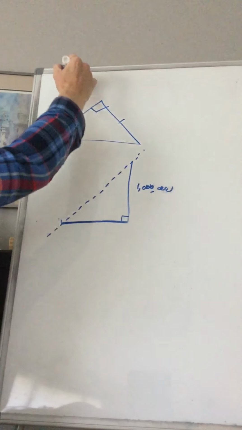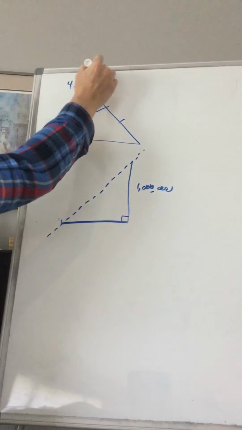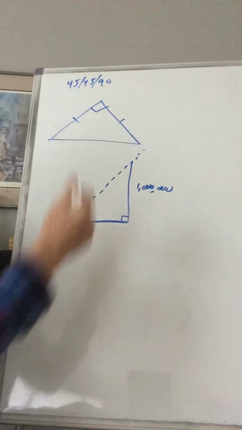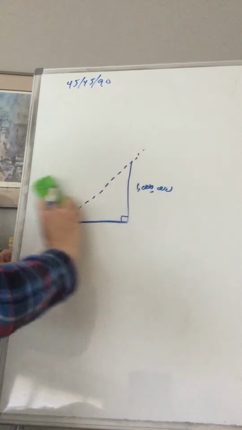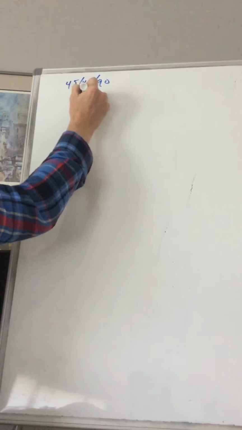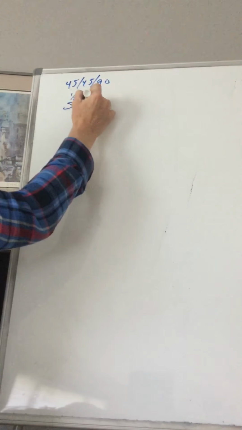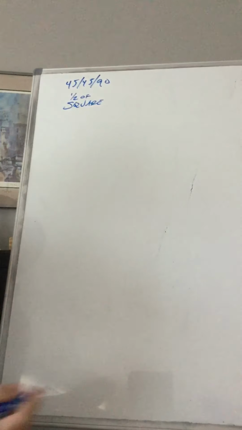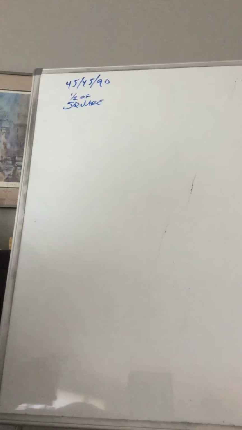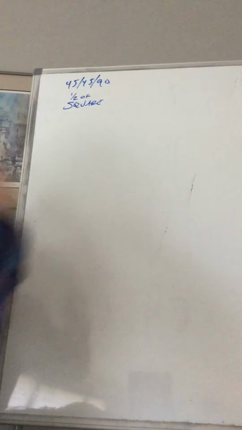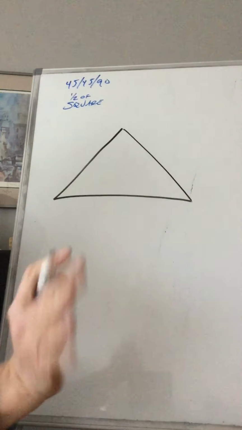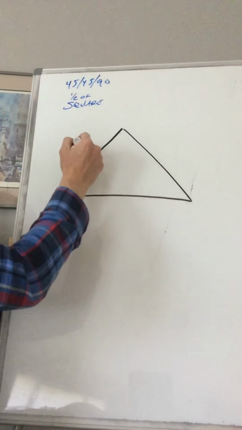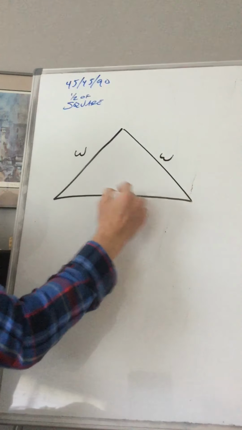So that's the 45, 45, 90, where it's a half of a square, okay? The other one we talked about first yesterday was an equilateral triangle, where we have all the same sides. They're all the same sides, whether it's W, W, and W.